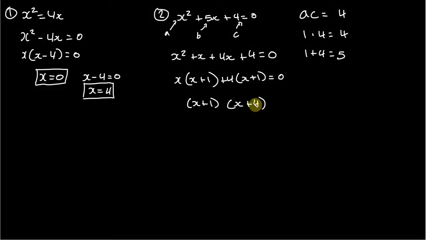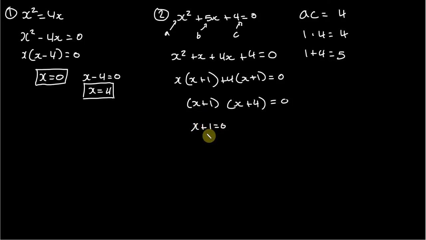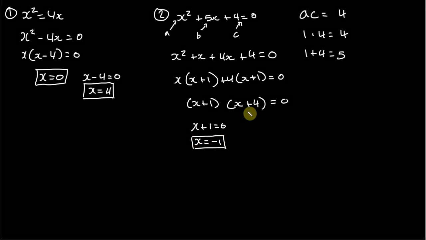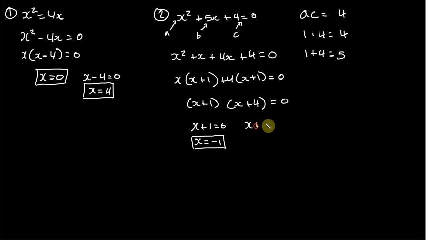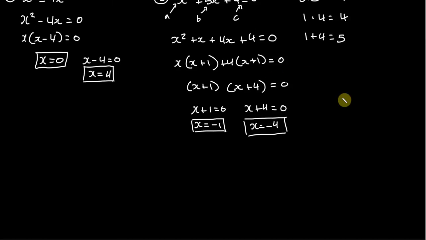But we're solving for x, and remember this is still set to equal 0. So we'll solve for x for both of these. In this case, x plus 1 equals 0. We're just going to subtract 1 from both sides, which is going to leave us with x equals negative 1. And for this term, we have x plus 4 equals 0. Again, we're just going to subtract 4 from both sides. Therefore, x equals negative 4. And there's our two roots, our two solutions.